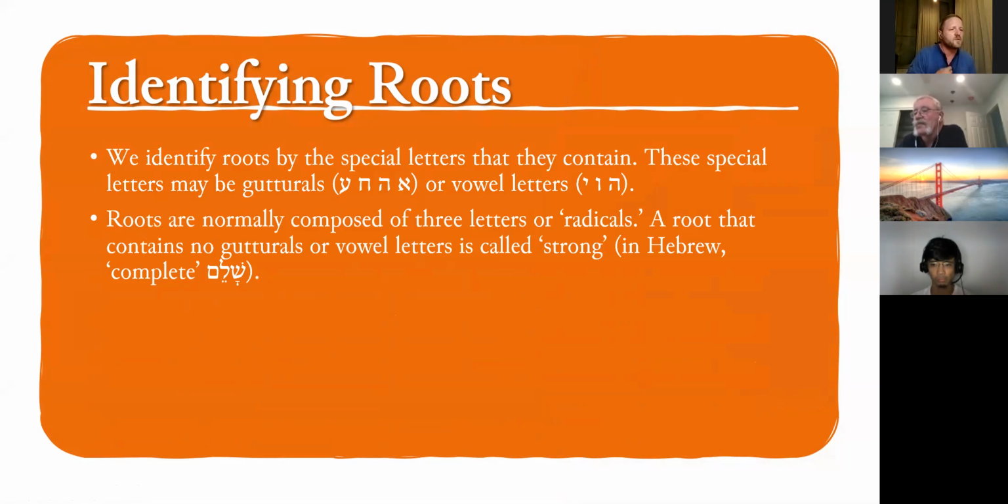Roots are normally composed of 3 letters or radicals. You know this already. A root that contains no gutturals or vowel letters is called strong. In Hebrew, we call them complete, that is shalem, a whole root. It's called this because the letters don't disappear or become absorbed into another letter. They don't cause anything odd with the vocalization. They're strong. The letters are strong and they stand on their own.